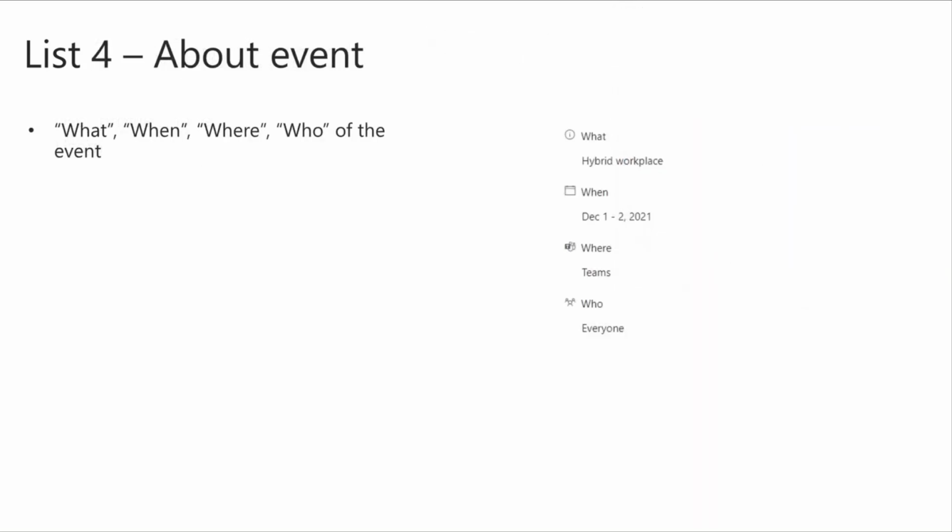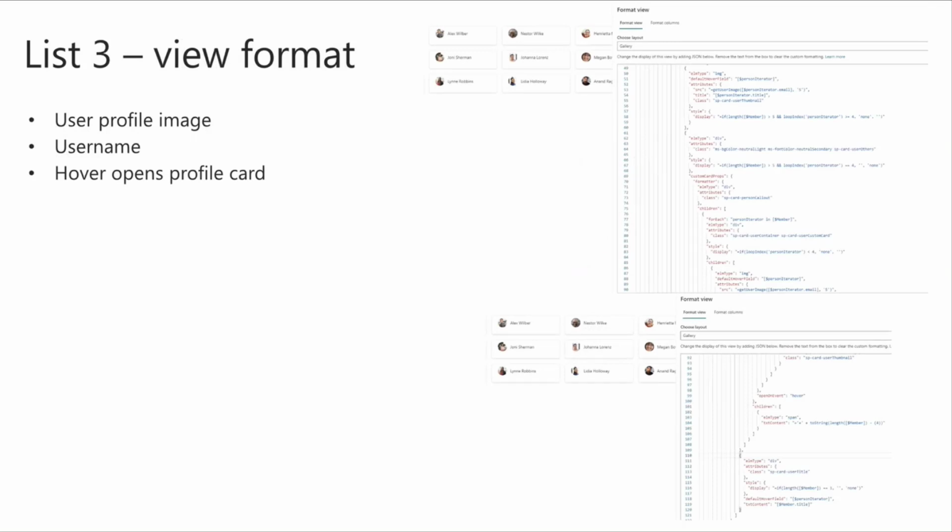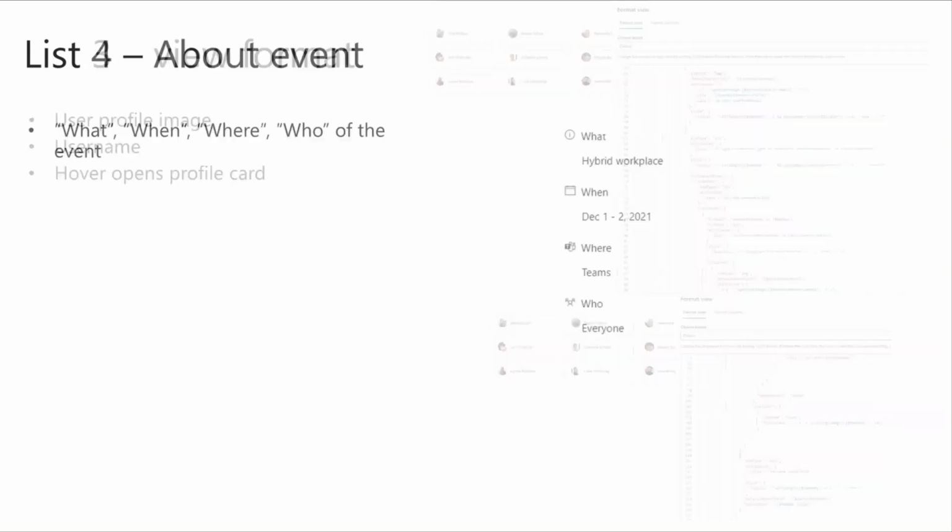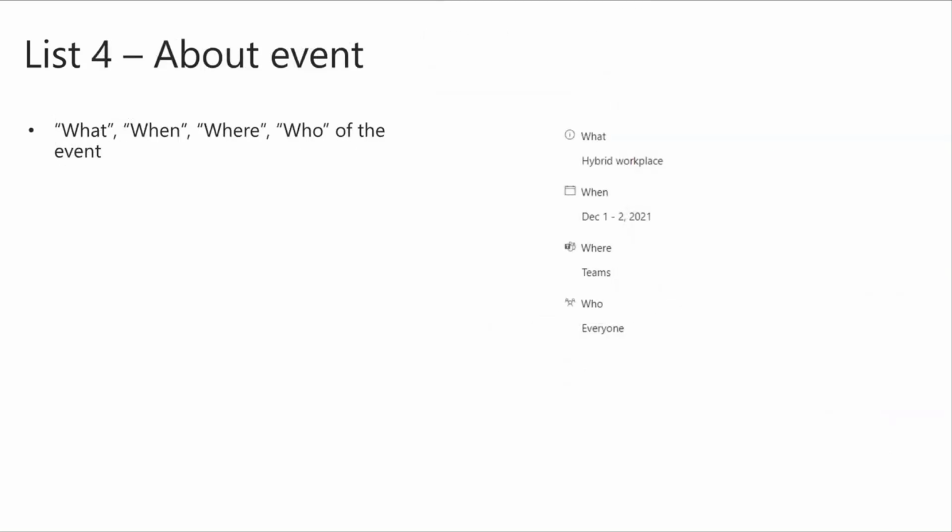The people list itself is actually the out-of-the-box tile view, simply stripped down to just show the person's image and the name with a hover profile card. So I haven't really done much formatting on that one.